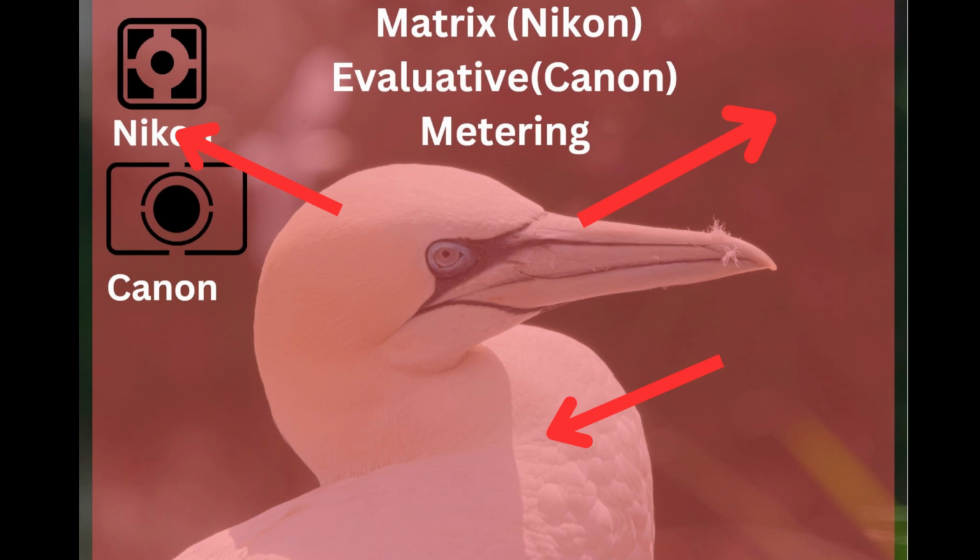So why wouldn't you leave your camera just on matrix metering for all your photography? Well, you may be wanting a different look to your pictures. Like, you may not want your background to be as bright or as dark. So this is why they've come up with different metering modes.